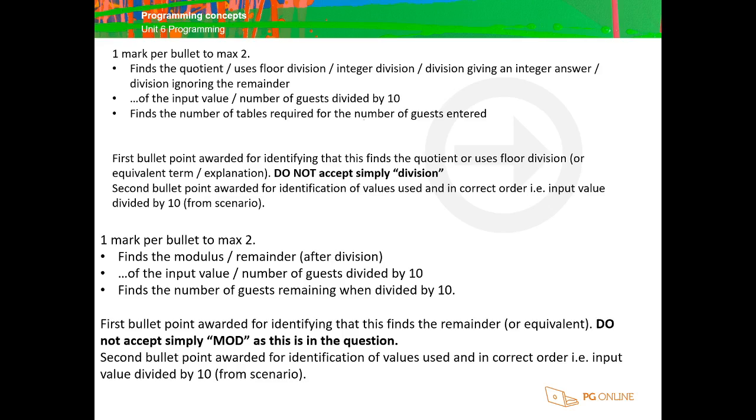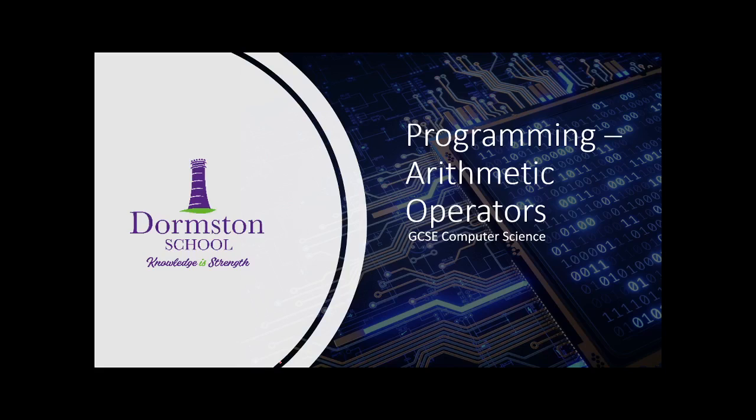Same thing again. First bullet point, award if identified finds the remainder. Do not simply accept mod as this is in the question. Okay, we've got to assume that the person really doesn't know what mod means. You're explaining what it is. Okay, the second bullet point is to show an example essentially. Okay, so that is basically all we're going to go through today.